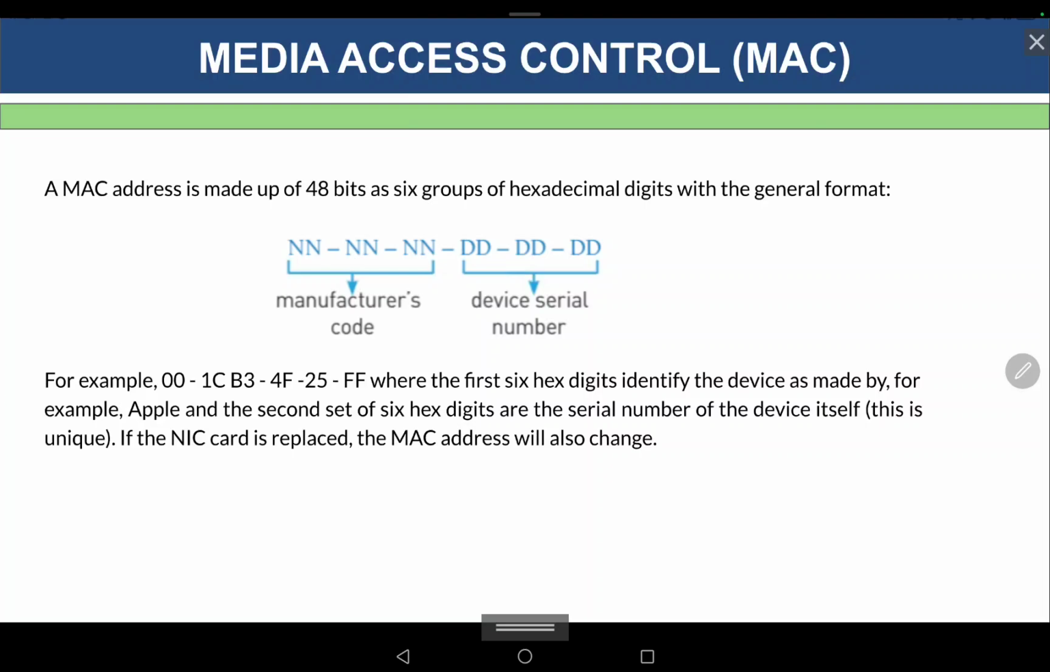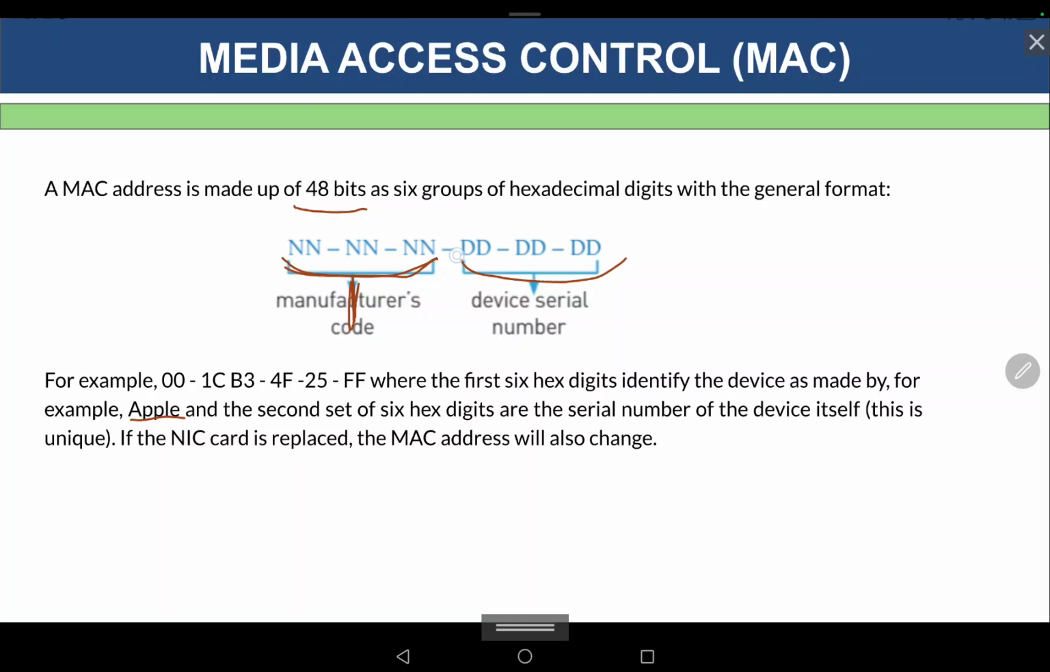Now let's look at MAC address. So we say a MAC address is a unique identifier that is given to a device at the time of manufacturing. Now, a MAC address is made up of 48 bits as 6 groups of hexadecimal digits. The first 6 hexadecimal digits are used to identify the manufacturer of the device. For example, let's say Apple. When we look at these first 6 hexadecimal digits, then we know that the manufacturer is Apple.